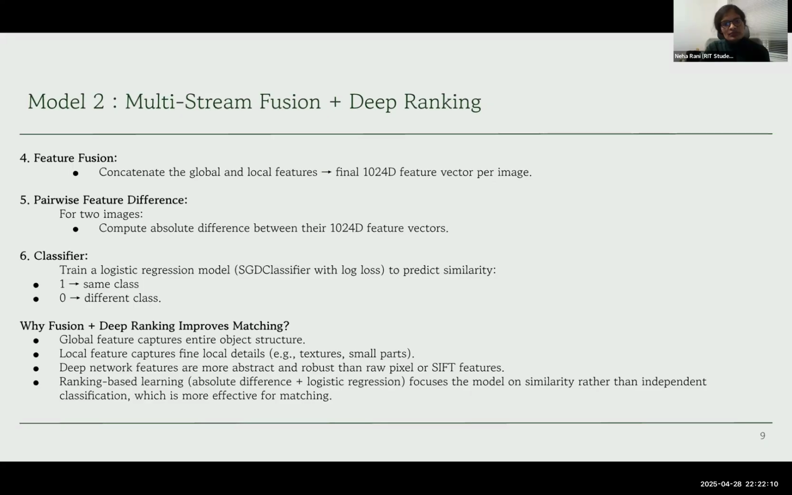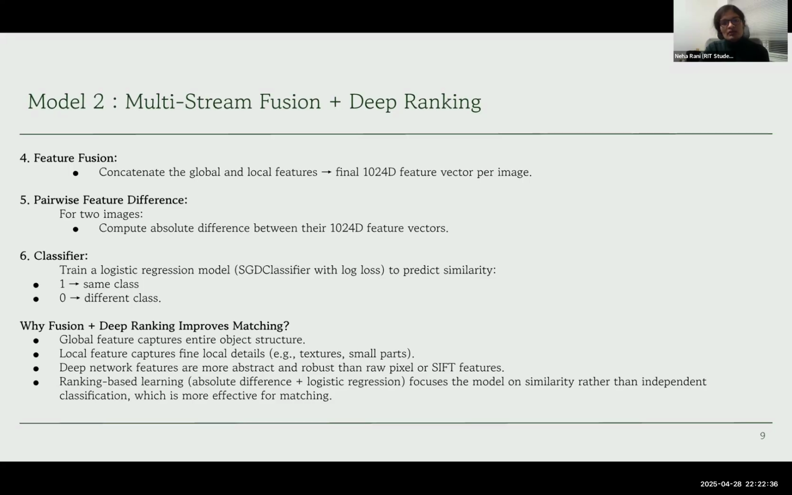And then we do the feature fusion. We concatenate the global and local features to a final 1024D feature vector per image. And then we take the pairwise feature difference. For two images, we compute the absolute difference between their 1024 dimensional feature vectors. And then we run the classifier. We train a logistic regression model, an SGD classifier with log loss, to predict the similarity. We have used 1 when it's the same class and 0 when it's a different class.